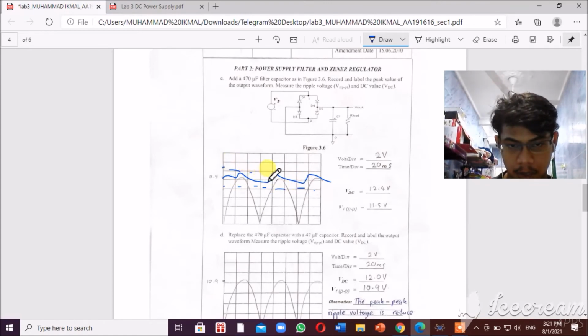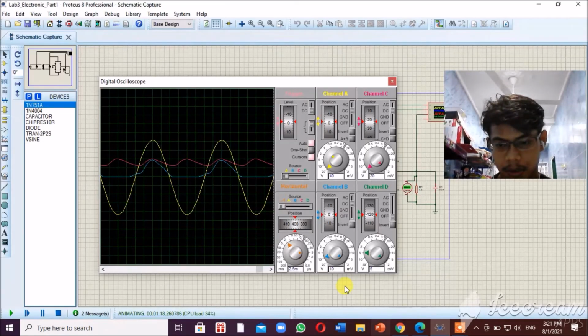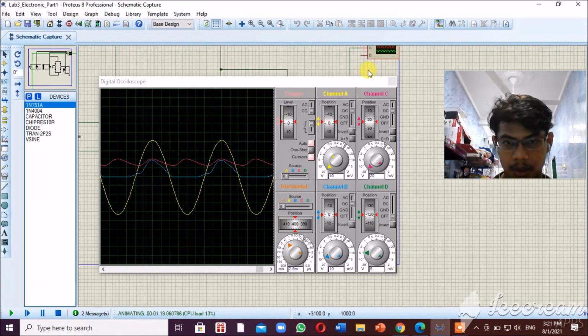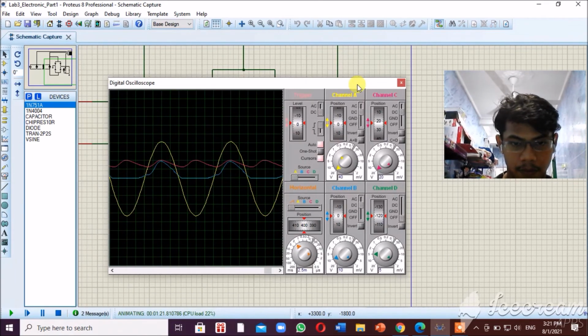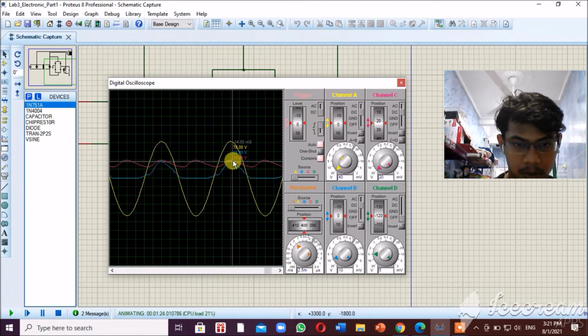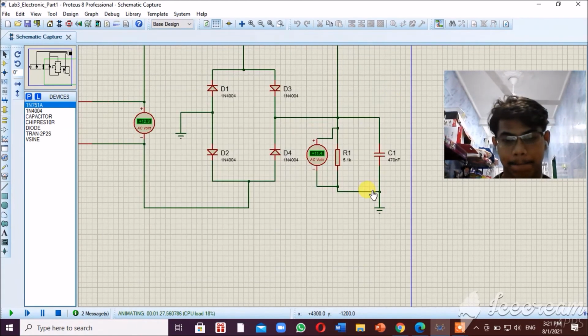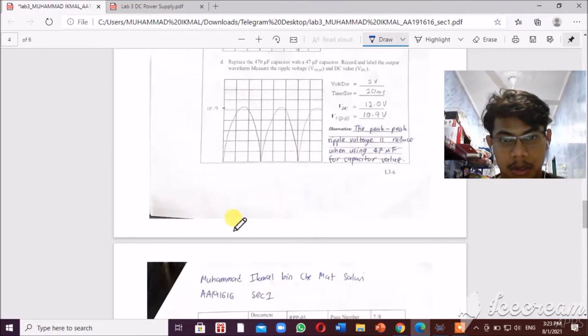So the VR peak to peak should be here, 11.4, but in the graph it shows 18 volt. Okay, so let's continue to question D.